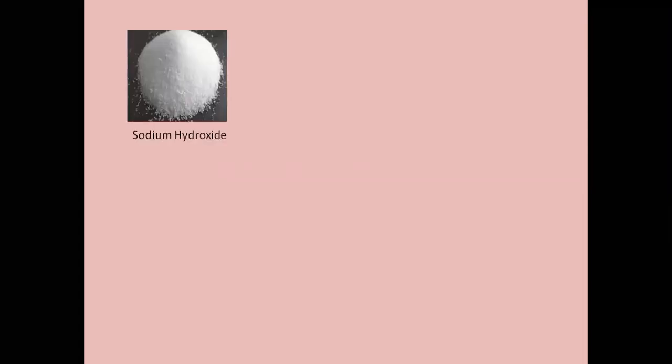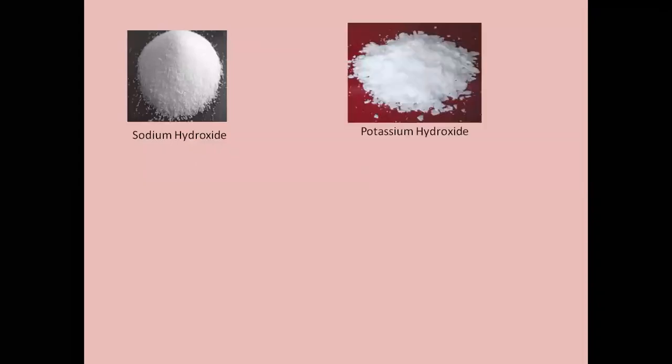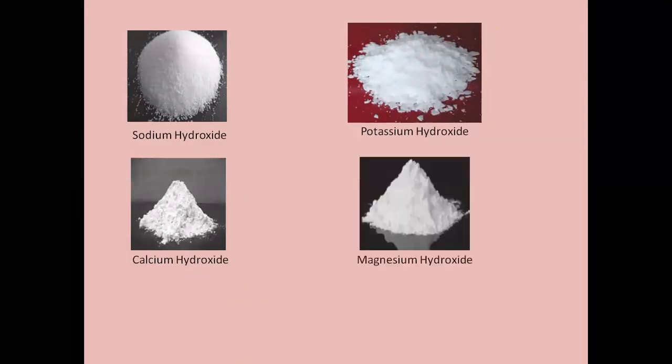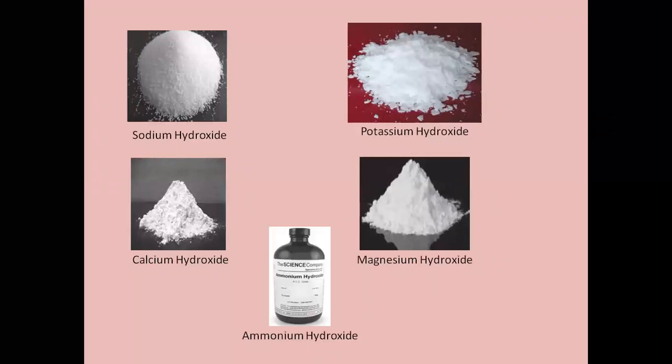Here I'm showing you a few examples of bases like sodium hydroxide, potassium hydroxide, calcium hydroxide, magnesium hydroxide, and ammonium hydroxide. What is common in all of these things? Hydroxide, very good. So can I tell that bases are the ones which contain hydroxide. Hydroxide means hydrogen and oxygen. So bases are the ones which contain this hydroxide which is OH minus.